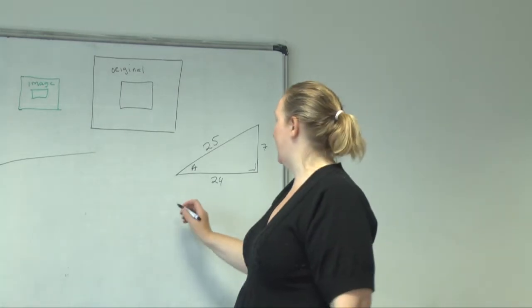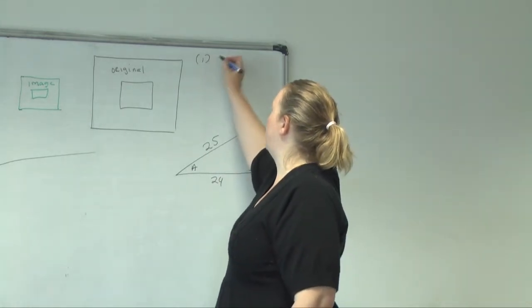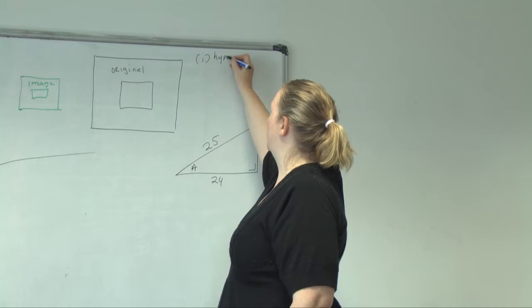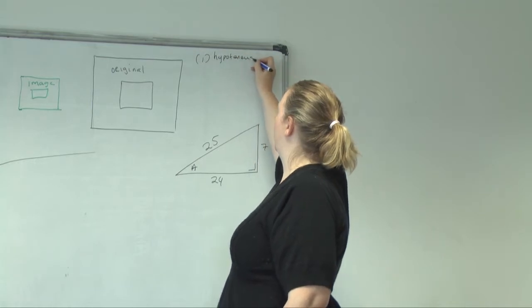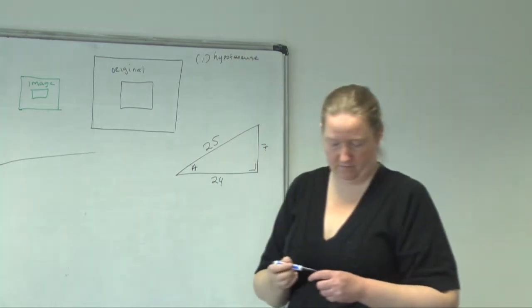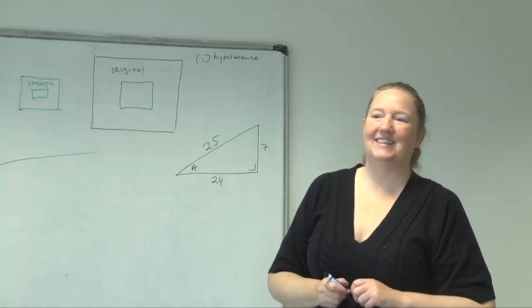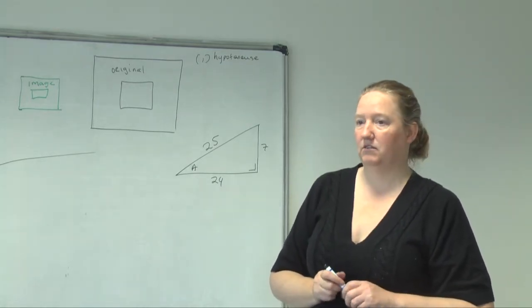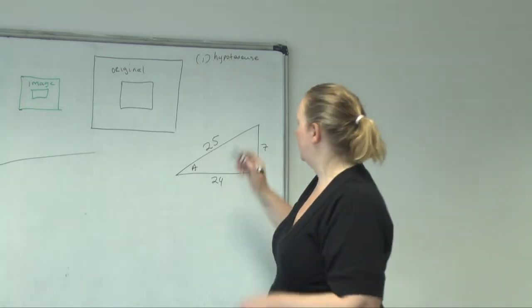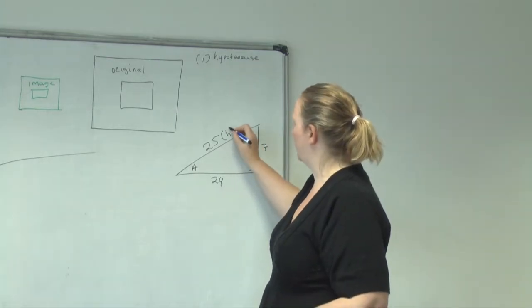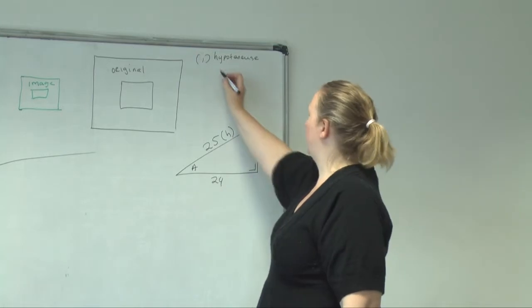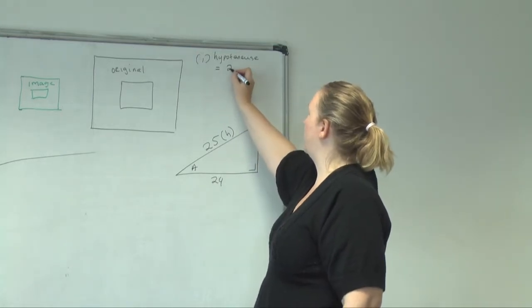They want you to write down, number 1, the hypotenuse. Okay? The hypotenuse is always the slanty line. Okay? So this is your H. So the hypotenuse is 25.